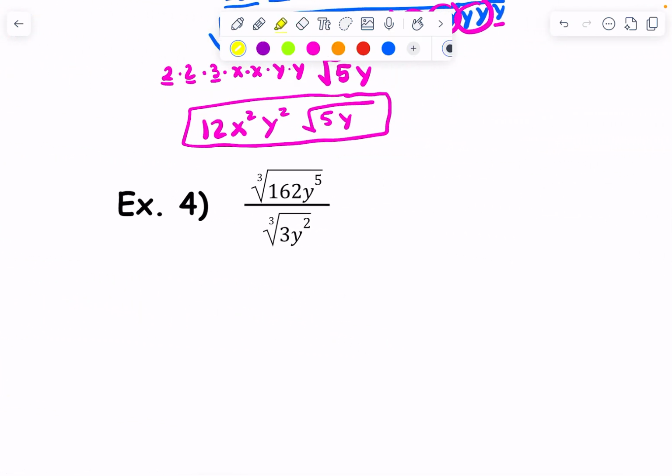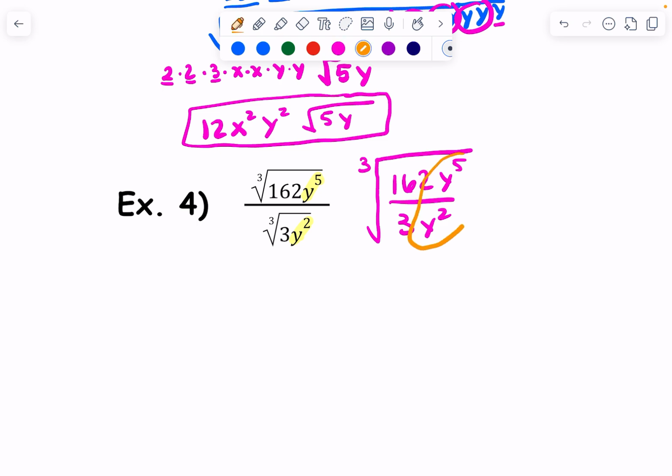So we look inside and we see that they both have y's. Even if we didn't know that there's a value in common, we would see that they both have y's. So we're going to put them under the same roof. And so we have 162, and then we have y to the fifth over 3y squared. Okay, so we can see that they have the same base. So we have 3 more on the top. So right off the bat, we're going to have y cubed on the top, but no y on the bottom.